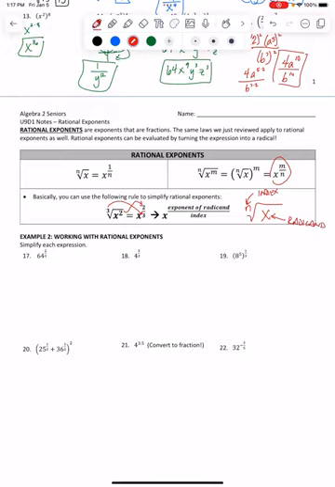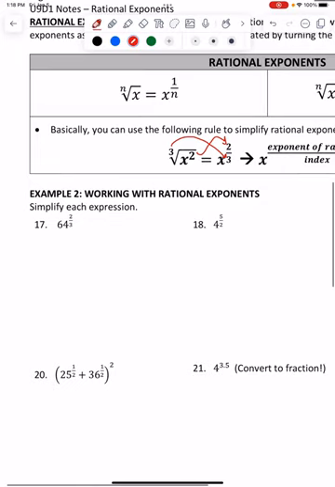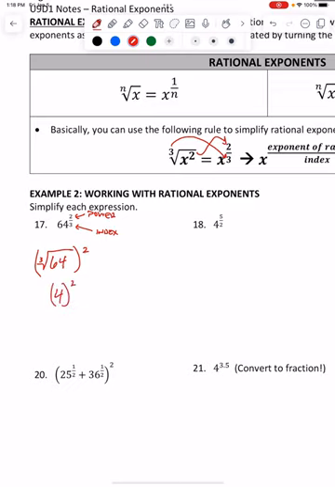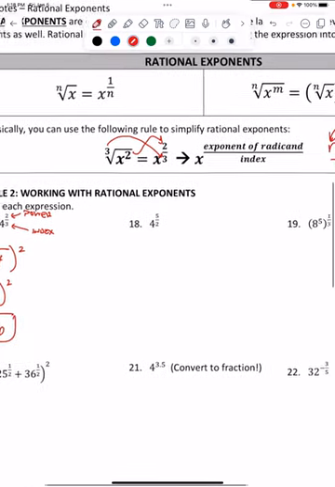Now let's simplify. To simplify 64 to the 2/3, remember this means it's the power over the index. So we're going to convert this to a radical. We have 64, the index is going to be 3, and the power is going to be squared. So we take the cube root of 64. Again, you can use your calculator for that. The cube root of 64 is 4. Squared is 16. Okay, so 64 to the 2/3 is 16.